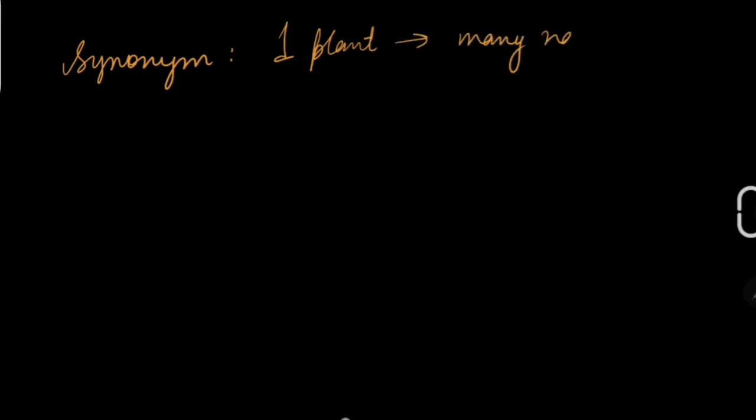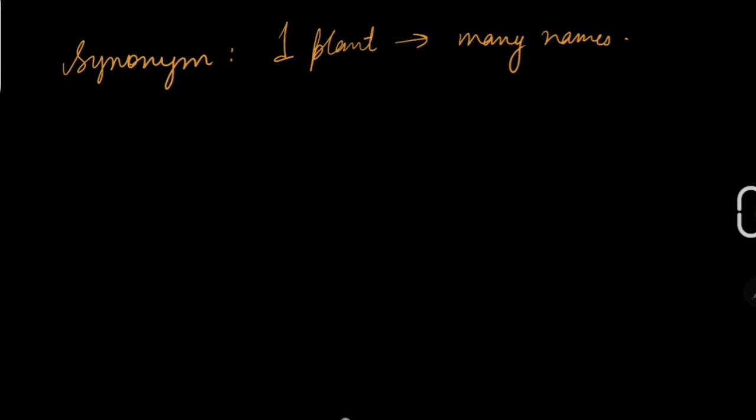Before I move on to the main topic, I want to explain some terms which will help in your understanding of the topic. The first one is synonym. In English, synonyms are words that have the same meaning, right? Similarly, in botany, it means names given to the same plant. Here one plant will have many names. Those names are called synonyms.